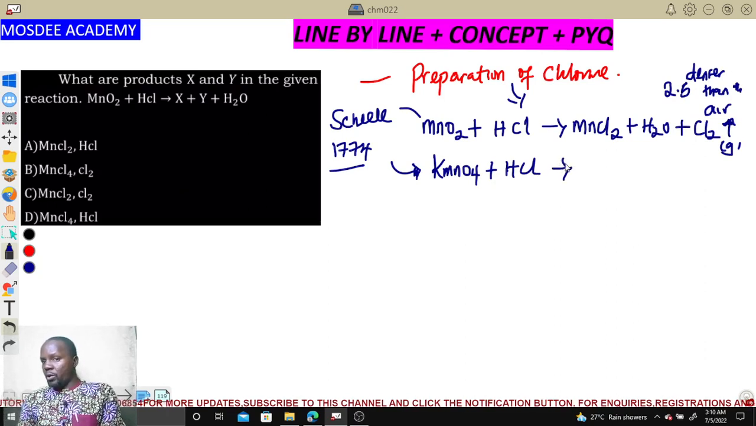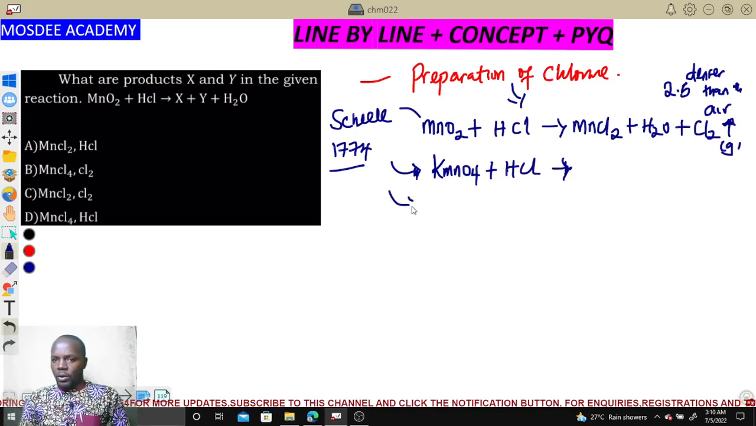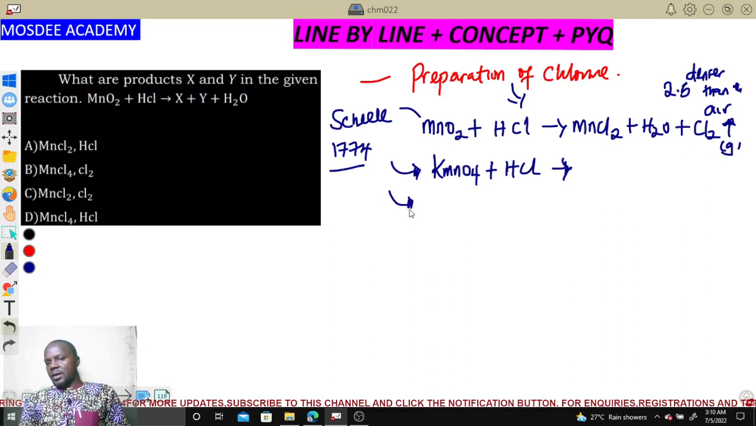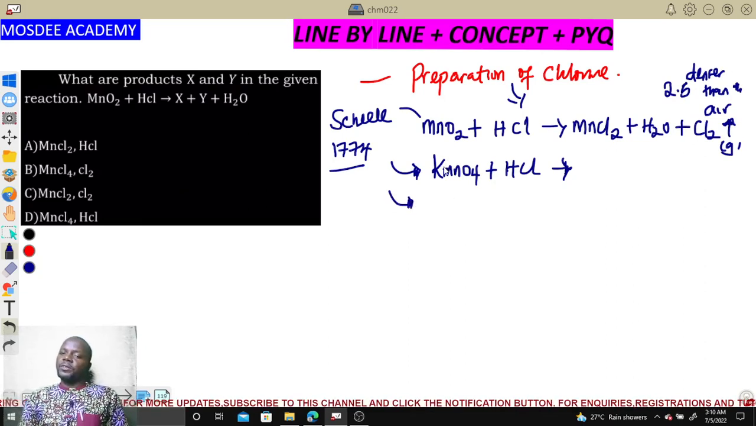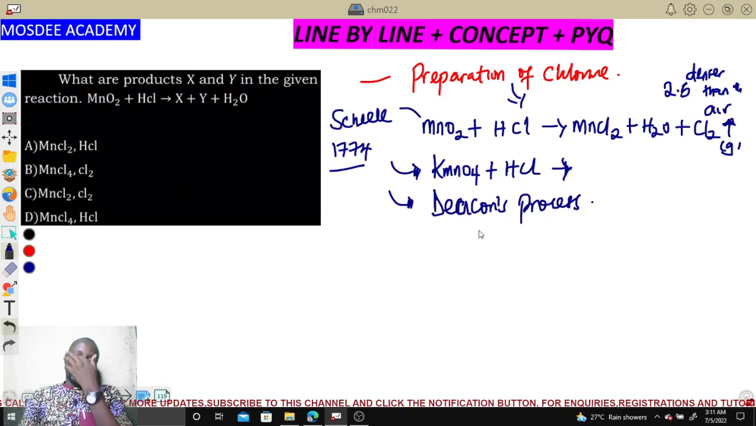This is another way you can produce that. The same process, you get the same way. You know what I mean by the same process. You balance the equation. Another way you can also produce this is from a method we call Deacon's process. Is it Deacon apostrophe s? Deacon's process.